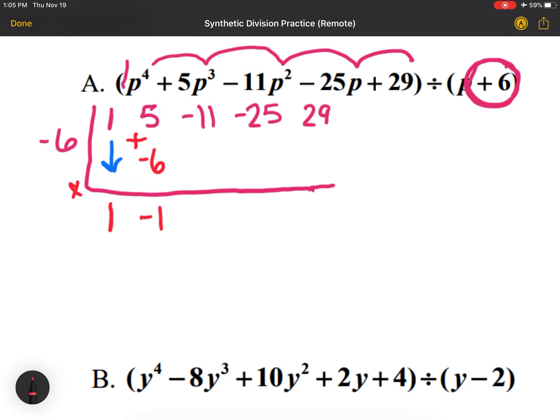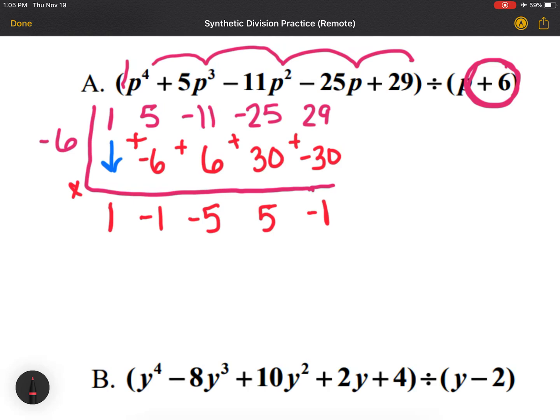And I'm going to multiply again. So negative 1 times negative 6 is positive 6. And I'm going to add again. So negative 11 plus 6 is negative 5. And I'm going to multiply again times negative 6 to make 30. And I'm going to add those two to make 5, regular old 5. Then 5 times negative 6 is negative 30. And if I add those two together, 29 and negative 30 make negative 1.